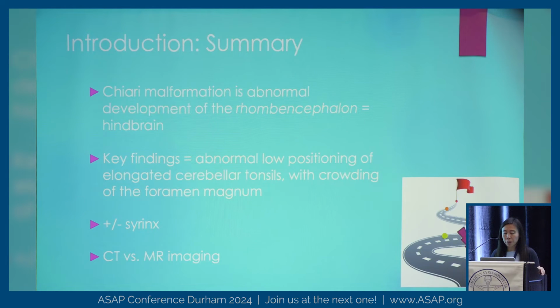Okay, so just a summary of that portion. Chiari malformation is abnormal development of the rhombencephalon, which is the hindbrain. Key findings are abnormal low positioning of elongated cerebellar tonsils with crowding of the foramen magnum, and you can potentially have a syrinx. And we discussed the pluses and minuses of CT and MR imaging.